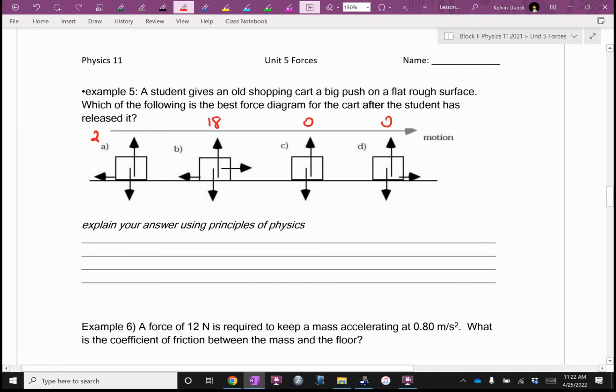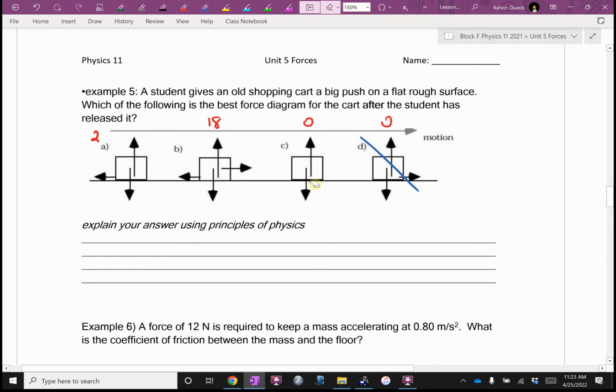You know what? Let's go with a bit of a process of elimination. Let's remember what free body diagrams mean. In D, which way is there an unbalanced force? Which way is there clearly an unbalanced force? To the right. Which way must this accelerate? This would be speeding up. Was it speeding up? No.